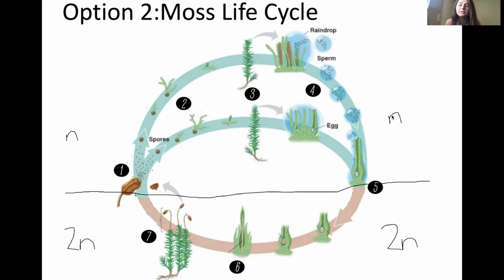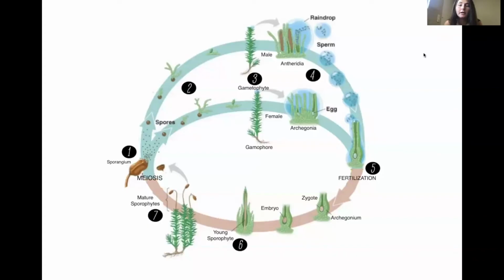So you'll always know that the upper blue part by this line will always be haploid cells and the bottom will be diploid. The only way to get from haploid to diploid is through fertilization, and from diploid to haploid is through meiosis. So this is a cycle that'll keep going, but in terms of the chart, we'll start off with number 1.